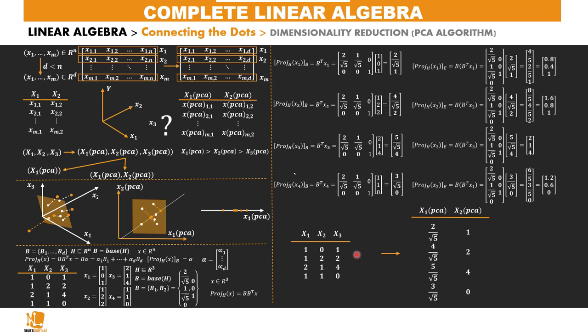And then 1, 2, 2, which goes to 1.6, 0.8, 1, and then 2, 1, 4, which remains at 2, 1, 4. And then 1, 1, 0, which goes to 1.2, 0.6, 0. So let's see whether we can define a new base B, which will make each and every one of these vectors go to a new point which is not very far from it, or which is actually closer to each of these vectors as compared to how close these vectors are to each and every one of these vectors.